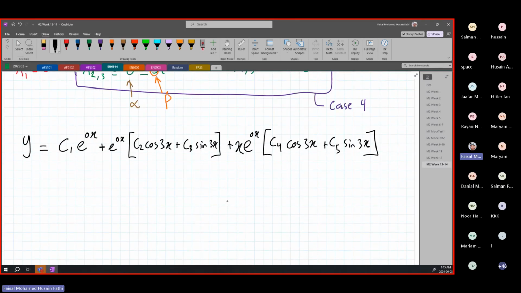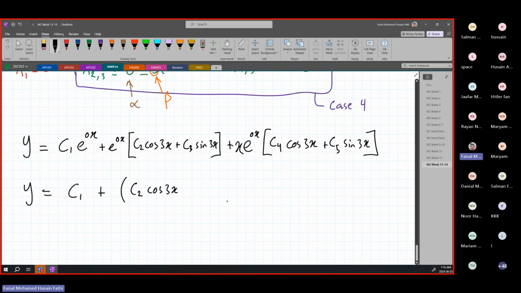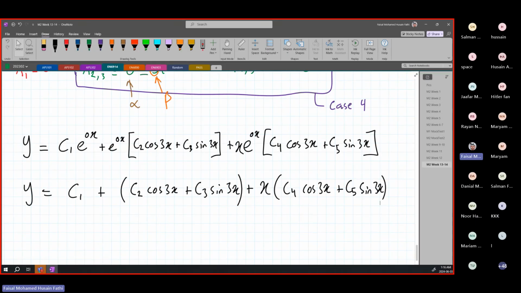If we simplify this, e to the power of 0 is just 1, so it's going to be C1 plus, again, e to the power 0 is just 1, so we're going to just have C2 cosine 3x plus C3 sine 3x. Again, here we have e to the power 0, which is 1 times x, so it's going to be plus x C4 cosine 3x plus C5 sine 3x. All right. You can take it an extra step, but you don't have to.